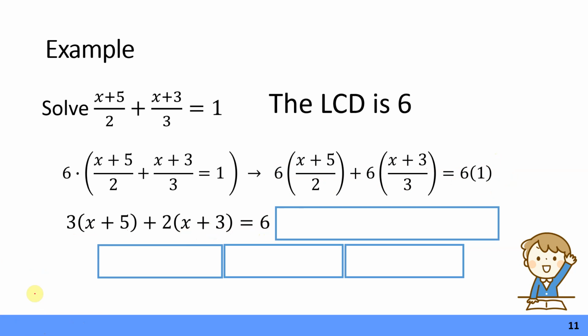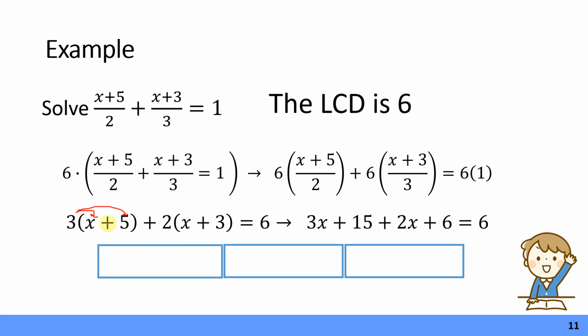So now all you have to do is just solve this problem. Here we know we have to distribute. 3 times x gives me 3x. 3 times 5 gives me 15. I distribute here 2. 2 times x is 2x. 2 times 3 is 6. So that's how I got these two. And then the 6, there's nothing there, so I just brought it down. And look at that. From here, you should know what to do.